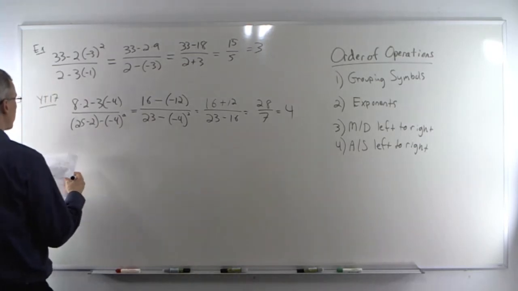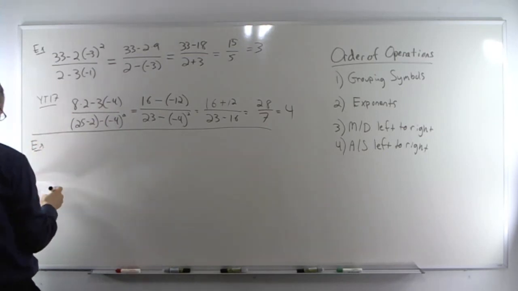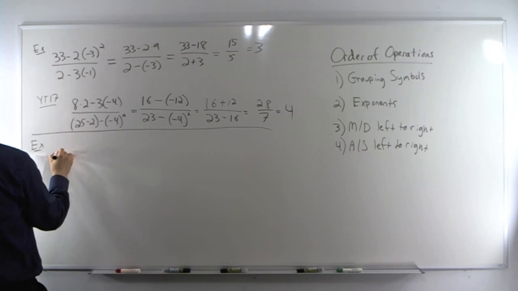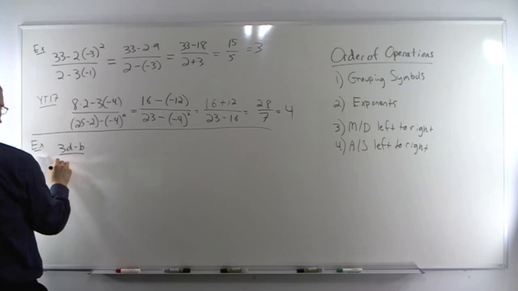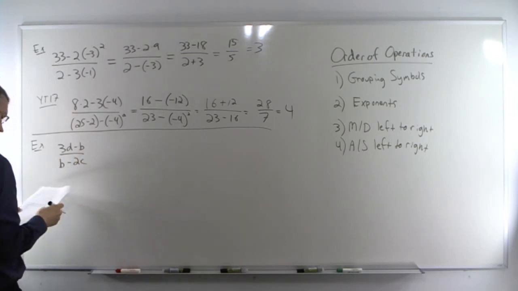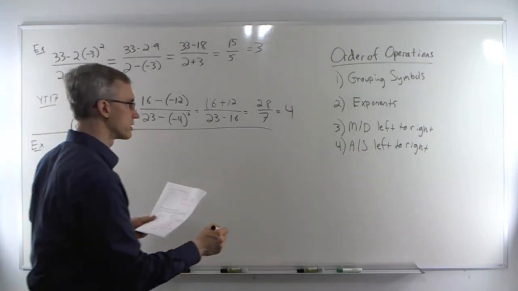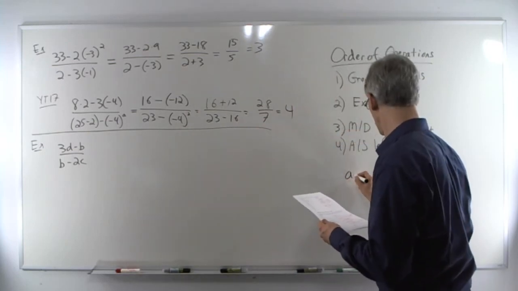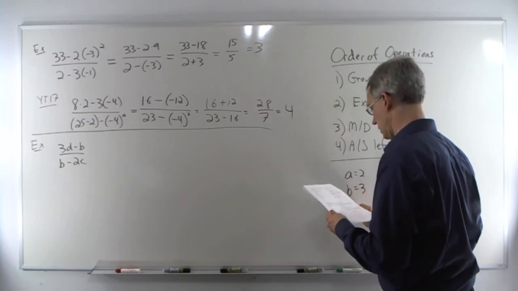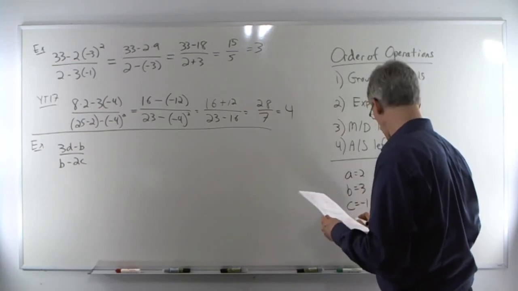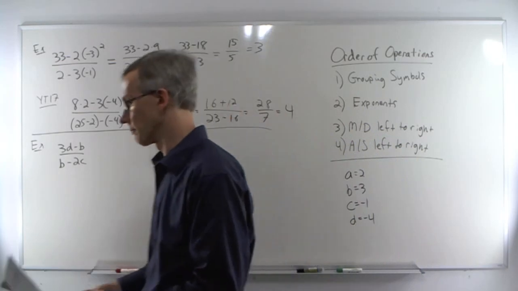So we're going to evaluate an expression, and that expression is 3d minus b over b minus 2c. And for both this example and your turn, we're going to be using these values over here. I'll write down a equals 2, b equals 3, c equals negative 1, and d equals negative 4. So these are the values we will plug in.